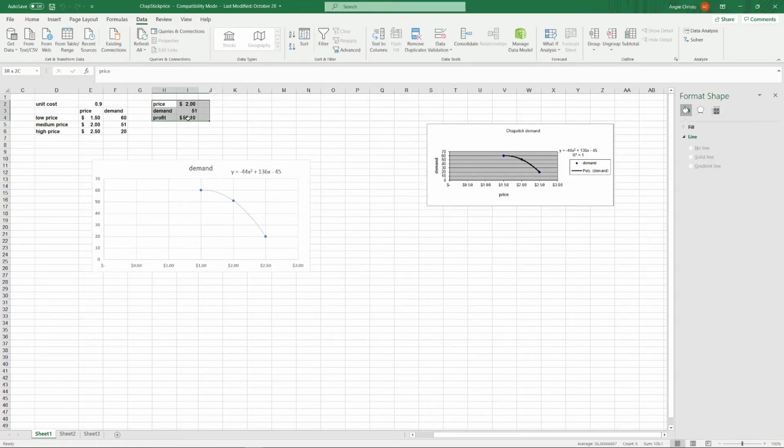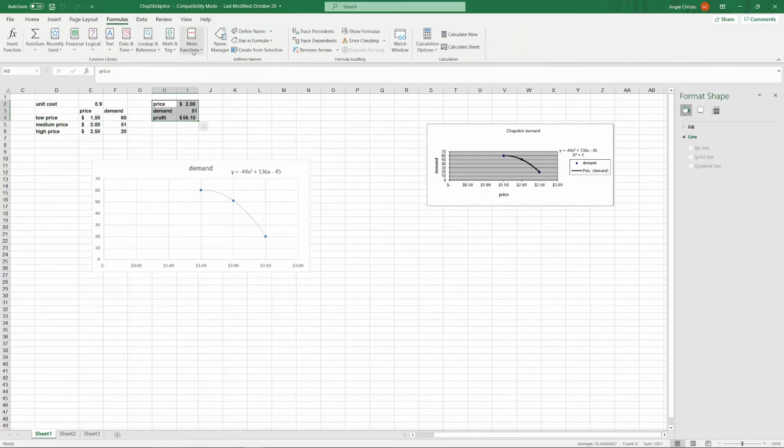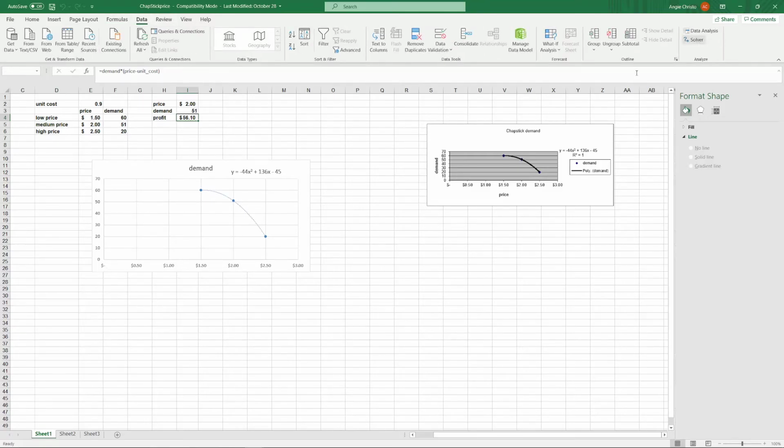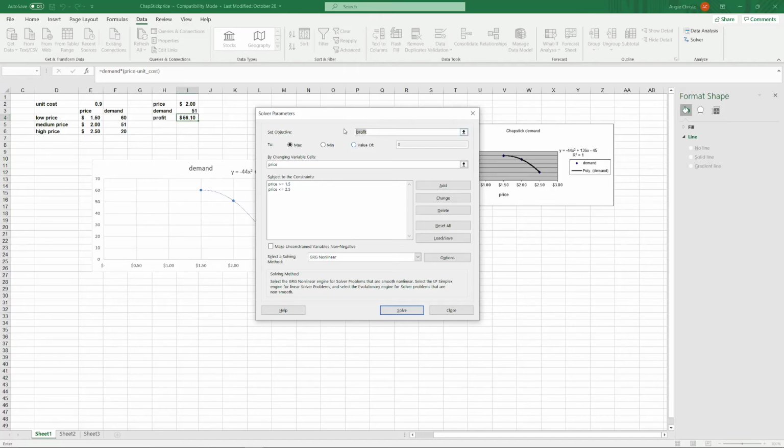Because as before, we need to have named these. So selecting them and create from selection, or just select each one and type the name here. It doesn't matter. We just need to make sure they're named. So we can just go ahead and ask solver to, as I was just saying, maximize profit by changing price.